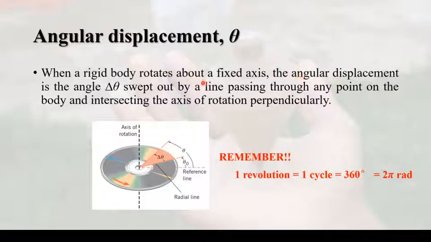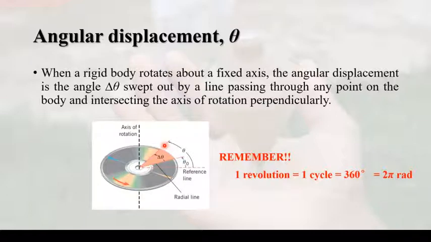When a rigid body rotates about its fixed axis, which is the axis of rotation, the angular displacement is the angle swept out by the line passing through any point on the body and intersecting the axis of rotation perpendicularly. So basically, it tells you the angle. Okay, the angle is the angular displacement. That is all you have to know. You don't have to go and memorize the complete definition.